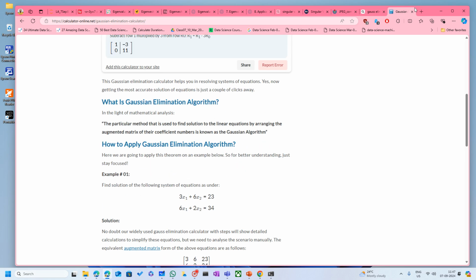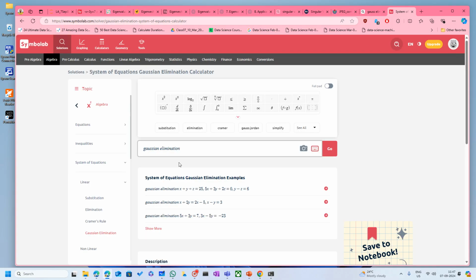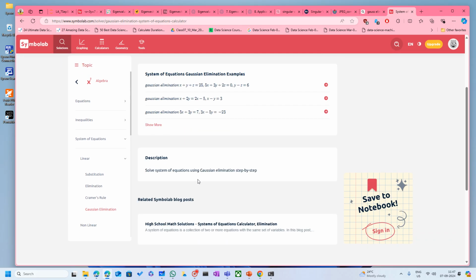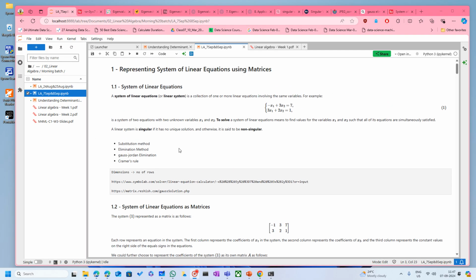Okay, I think this is not taking the... oh yeah, so this is the tool I was looking for: Gaussian elimination. You can supply the steps. One moment, let me get the tool. Okay, the tool is here. It was here only.